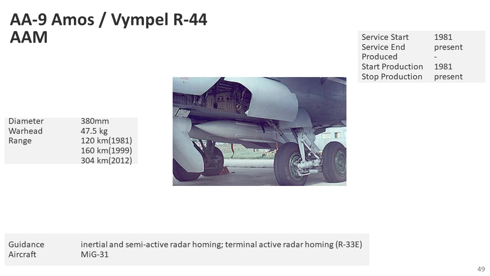The R-33, or NATO reporting name AA-9 Amos, is a long-range air-to-air missile developed by Vyempel. It is the primary armament of the MiG-31 interceptor, intended to attack large, high-speed targets such as the SR-71 Blackbird, the B-1 Lancer bomber, and the B-52 Stratofortress.